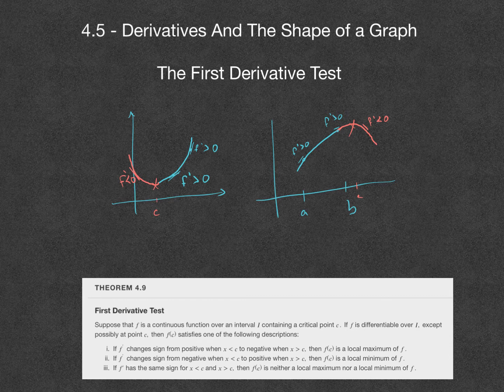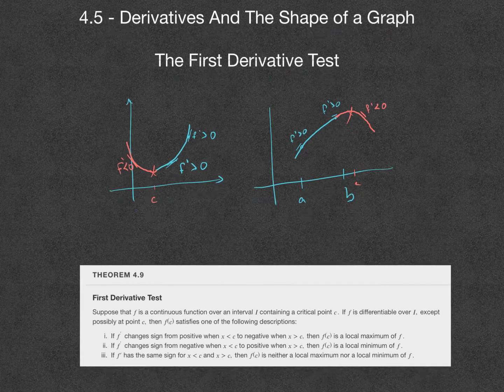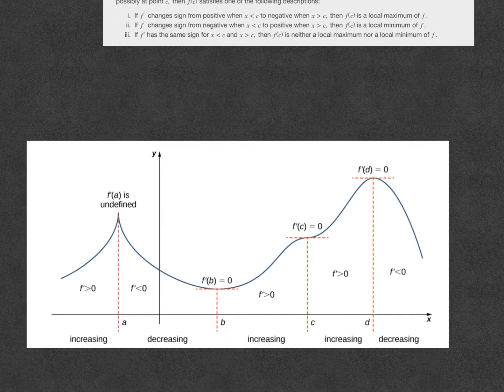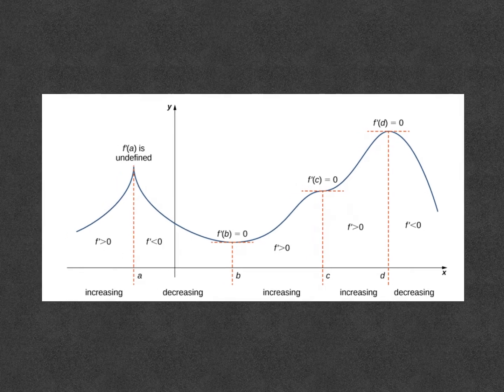And then the third part says that if the derivative has the same sign on either side of the point C, then it has neither a local max nor a local minimum. All right, so let's take a look at a picture and investigate this graph here.